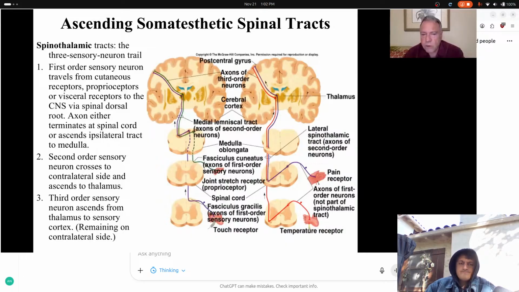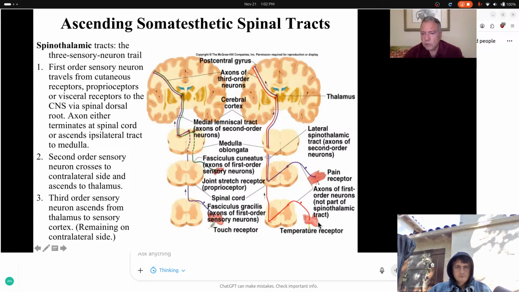Okay? There it's going to synapse, so it may come in, in this case here, it's coming in and ascending up the spinal cord and stopping here. Whereas in this case here, it's coming in and stopping right away. But it's going to synapse with an interneuron. And that interneuron actually crosses over to the other side and travels up to the brain on the other side. It's called contralateral, opposite side.